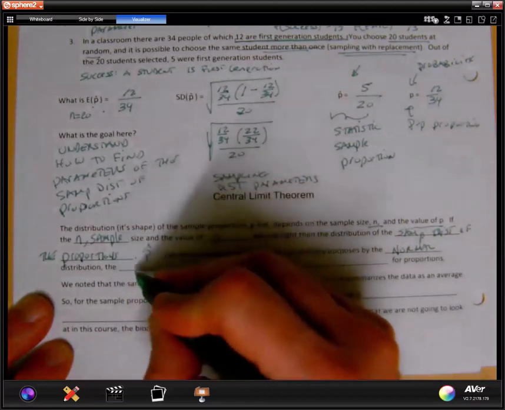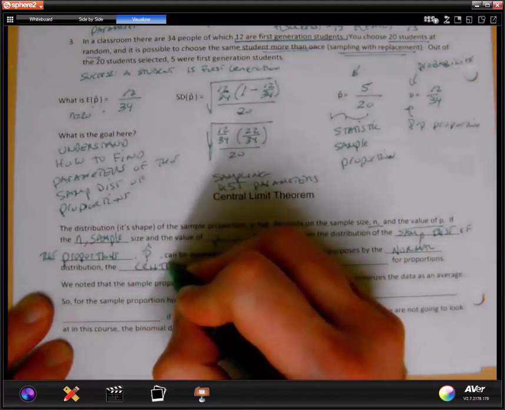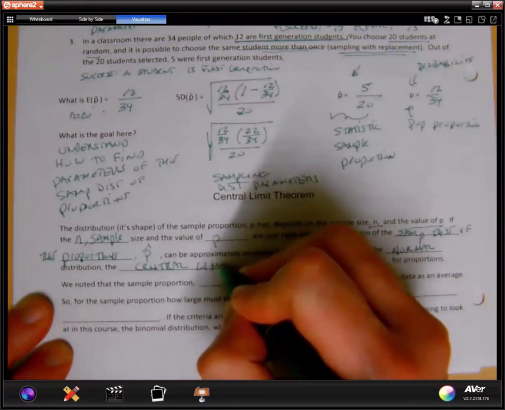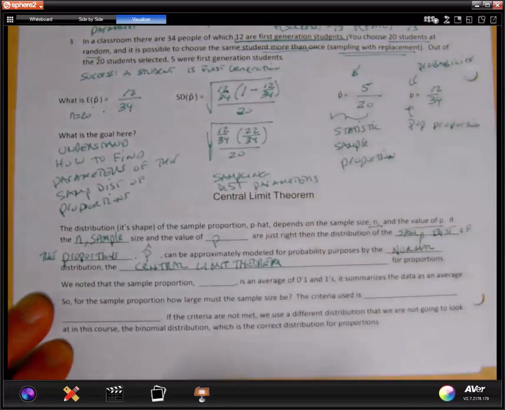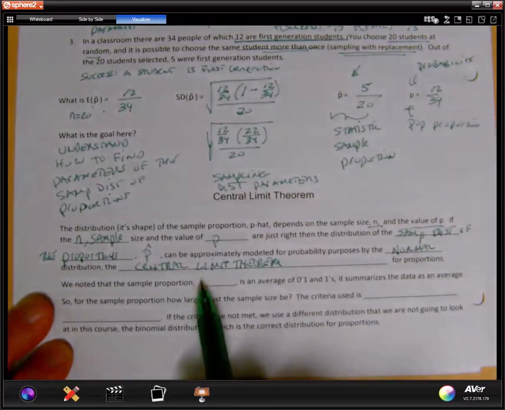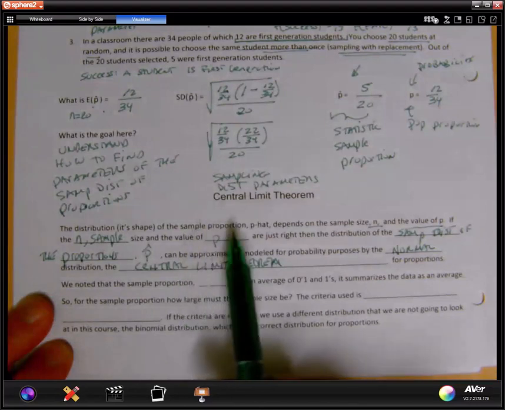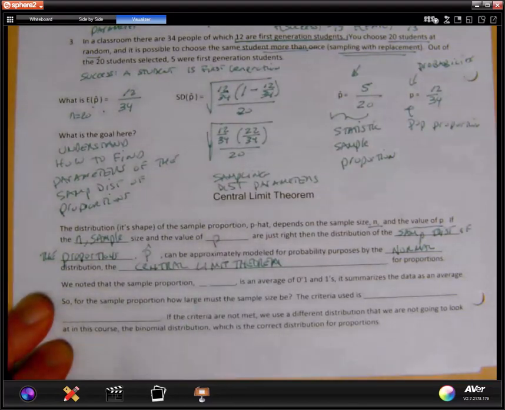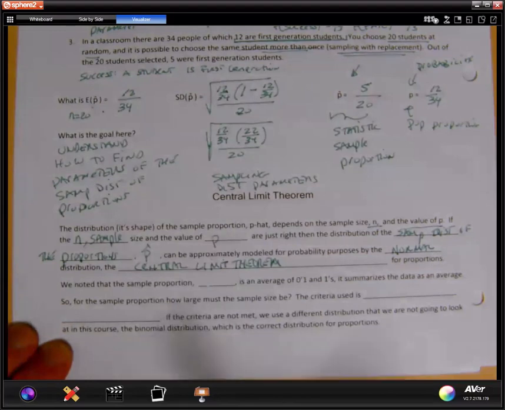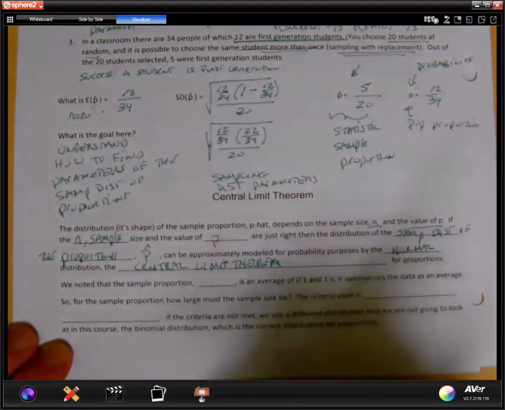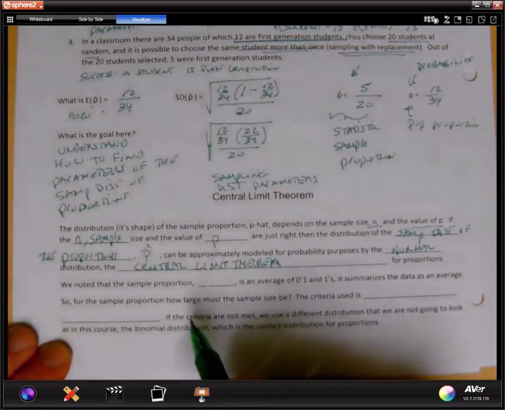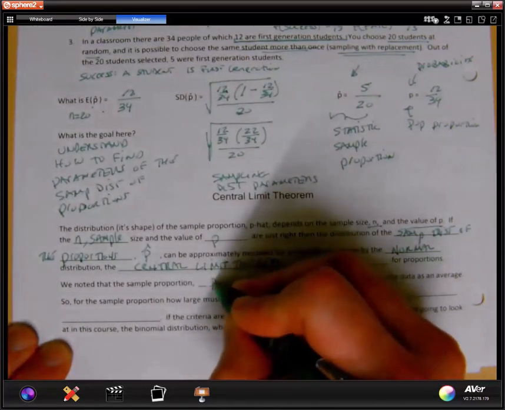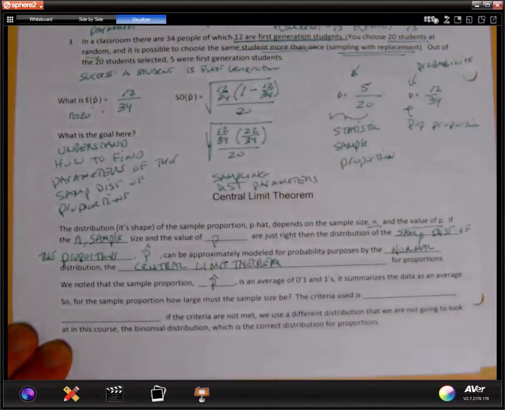And this is the central limit theorem for proportions. And again, remember the central limit theorem applied to averages and sums, and the sample proportion we already noted is just an average. And when you add the successes, that's a sum. So the central limit theorem does apply to them. So again, we noted that the sample proportion, p hat, is an average of zeros and ones. It summarizes the data as an average.